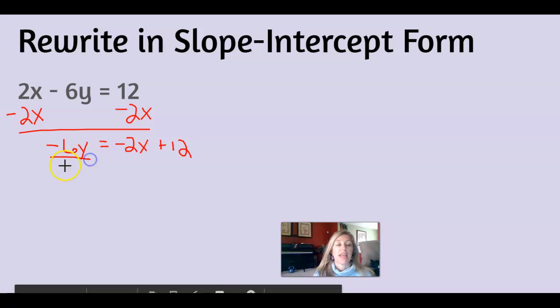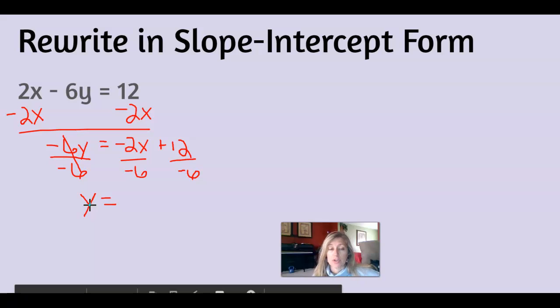I have to divide every single term by negative 6. Whatever I do to the left side, I have to do to the right side. Okay. Fancy form of 1. I have y equals. Now, don't get nervous just because you know that this is going to be a fraction. Fractions are good with slope because they're just so much easier to graph. So don't be afraid of the fractions.